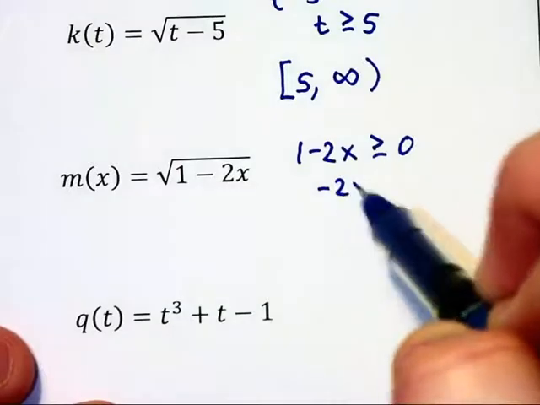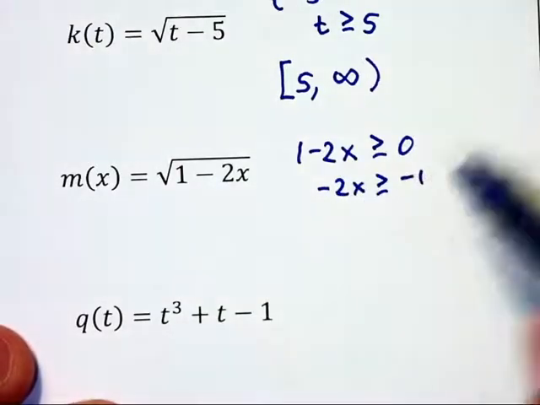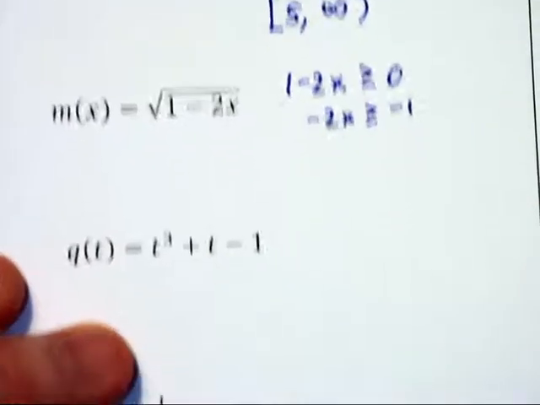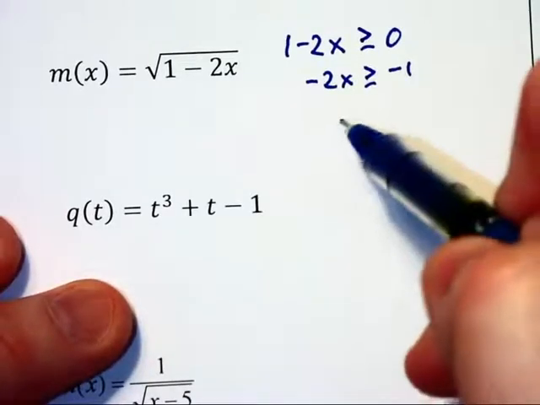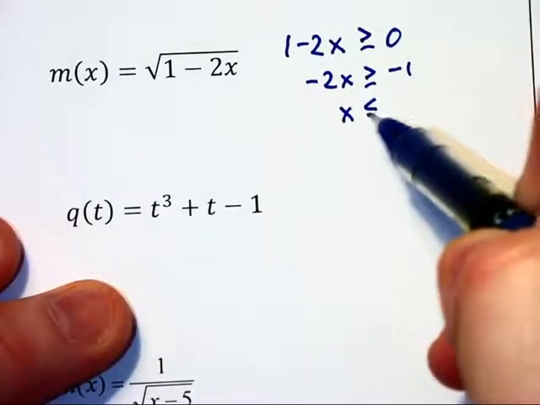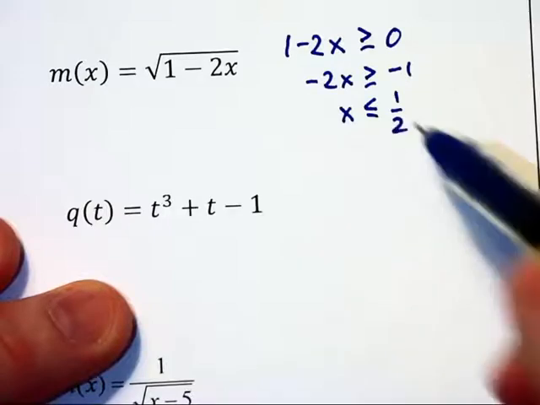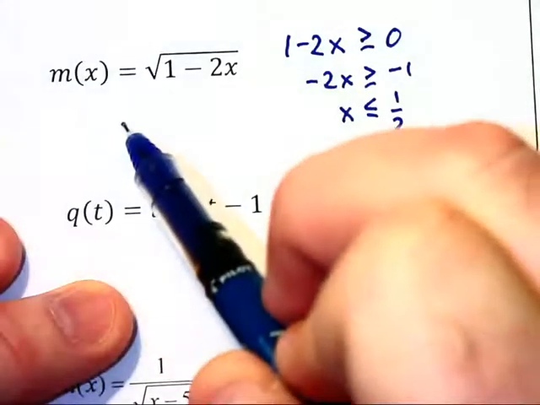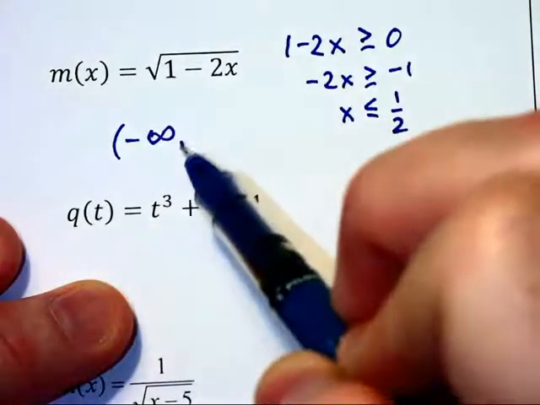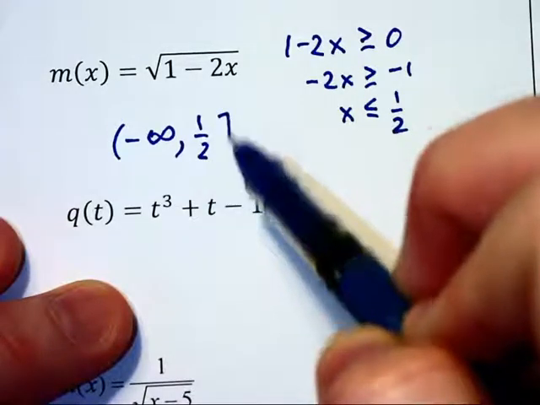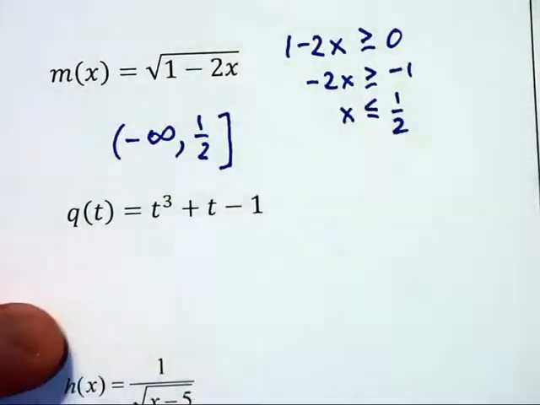So negative 2x must be greater than or equal to negative 1. And whenever you are dividing both sides of an inequality by a negative, you change the direction of the inequality. So x must be less than or equal to 1/2. So the domain this time will be from negative infinity to 1/2 inclusive of the 1/2.